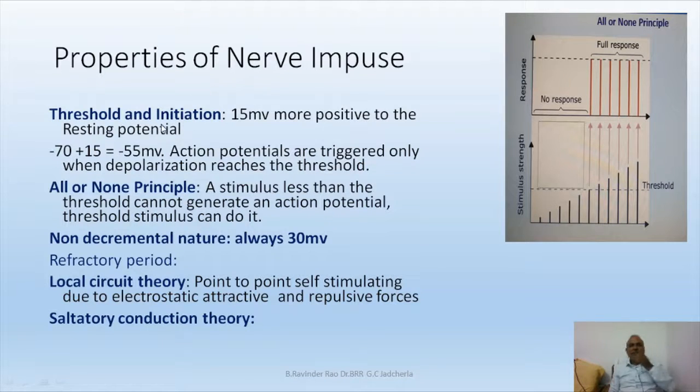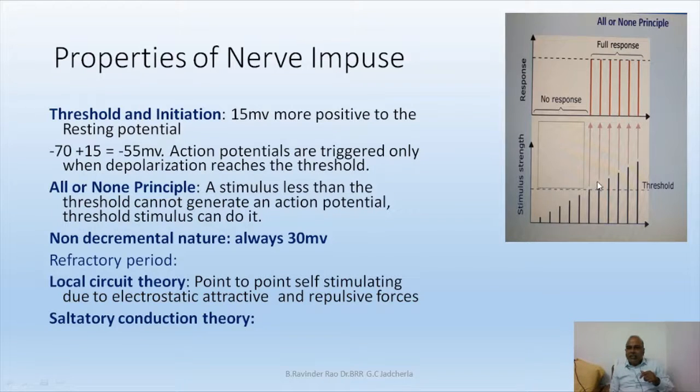Properties of nerve impulse. A neuron always has certain properties. To generate an action potential, plus 15 millivolts is needed. Plus 15 millivolts, if I add to minus 70, it will become minus 55. So minus 55 is the threshold value. If I give a stimulus less than the threshold value, as I have shown in the earlier slide, a small stimulus gives no response. But when a stimulus of threshold strength is given, it shows a response.